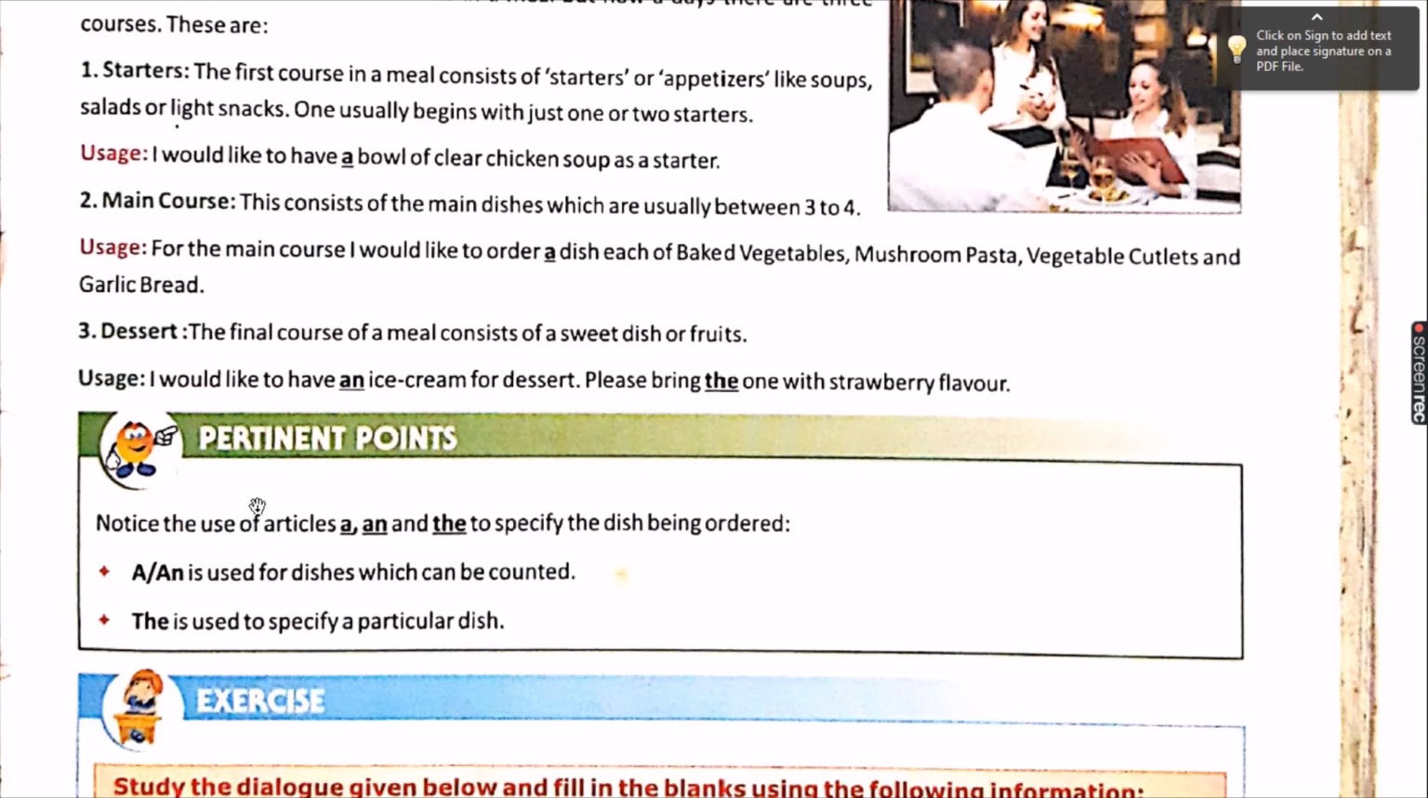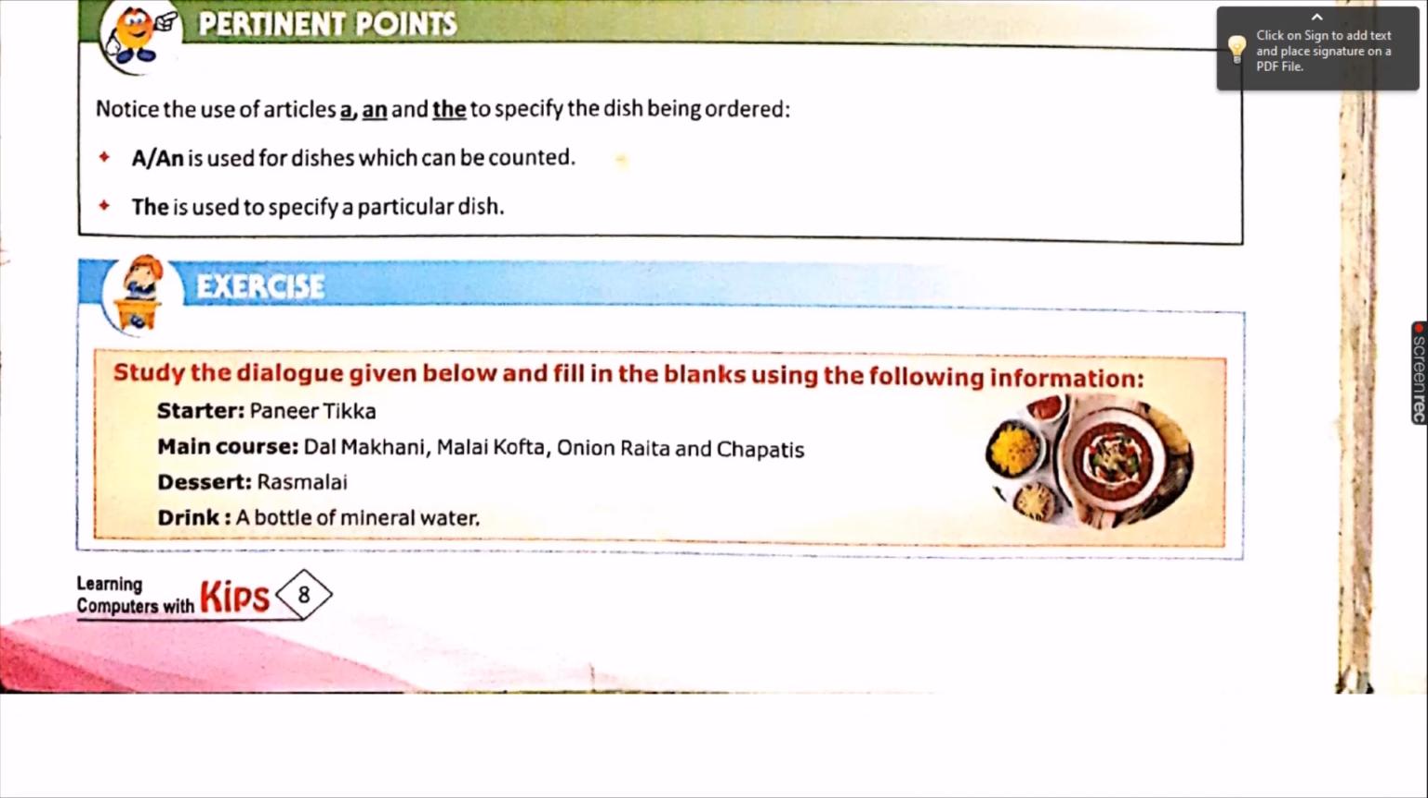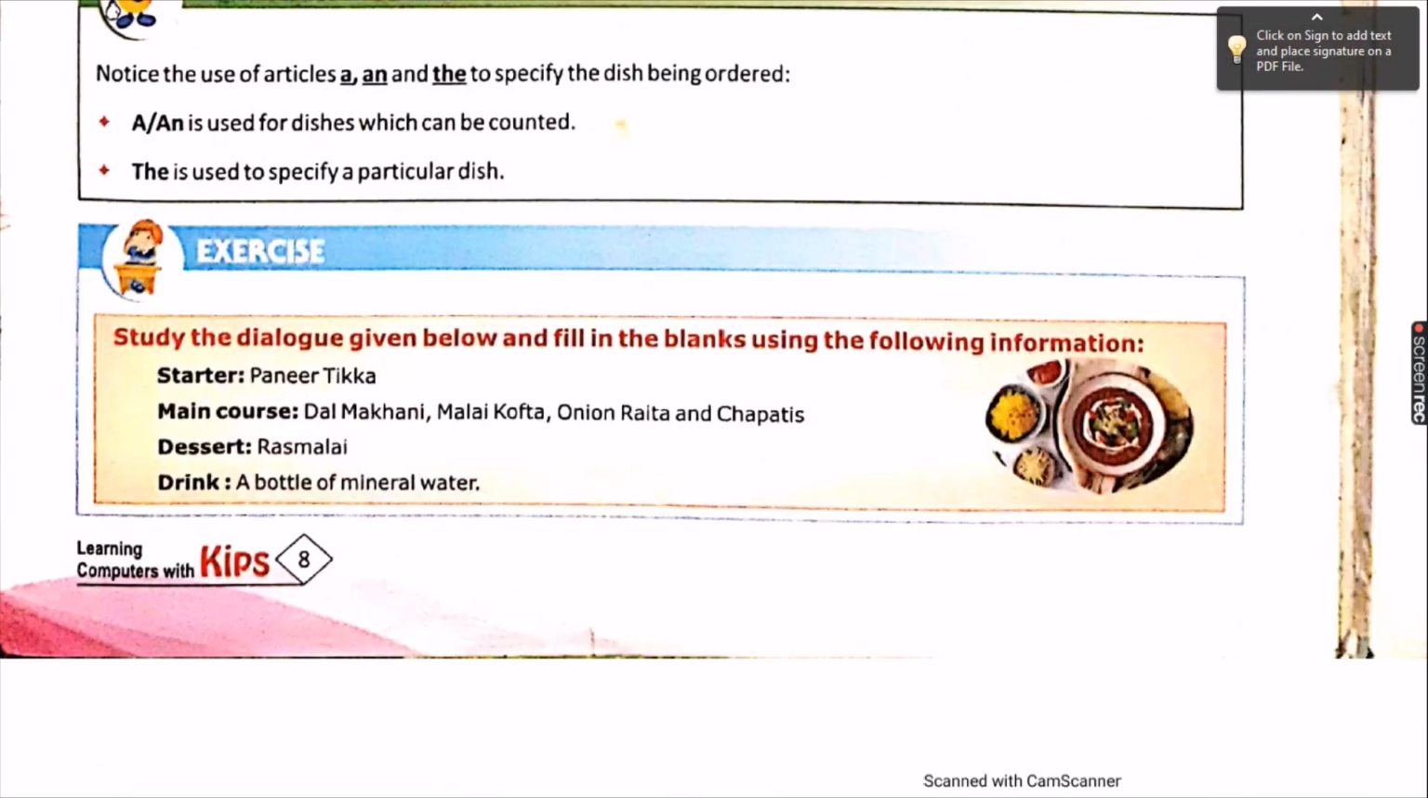Now it is the discussion point, a pertinent point. Here we can see the use of articles a and the. You know very well that a and an are indefinite articles, while the is the definite article. Now let's see the exercise.